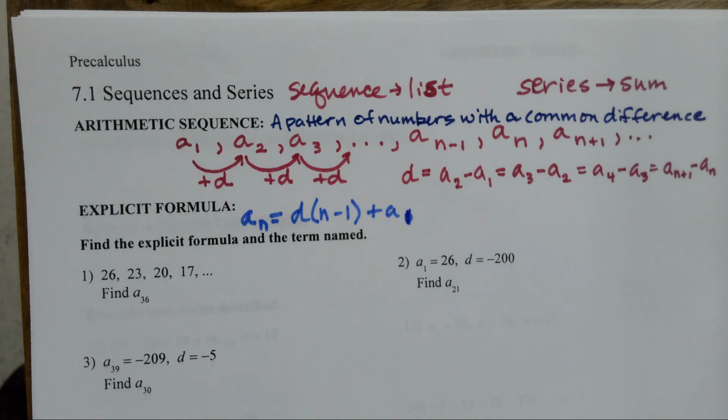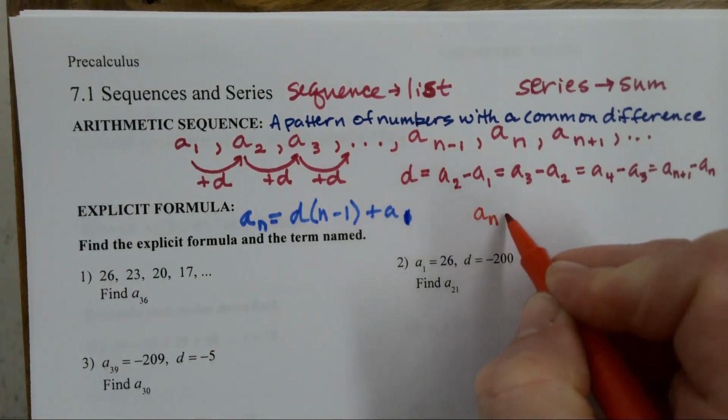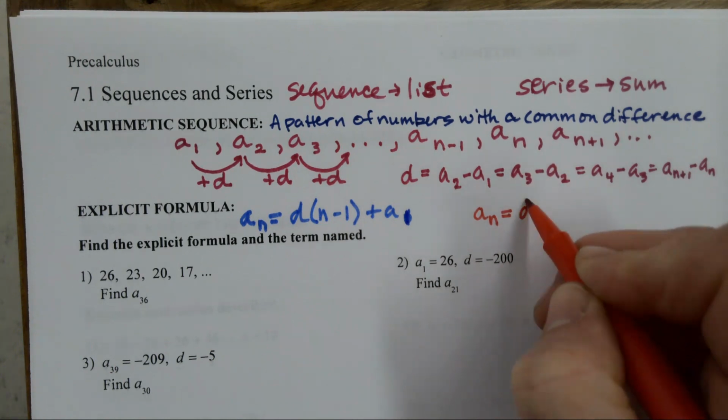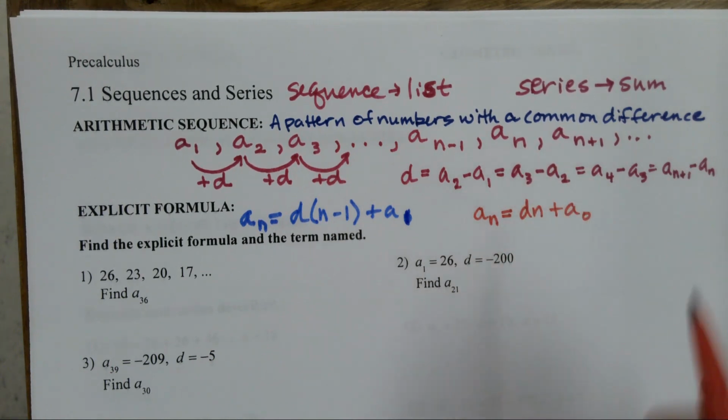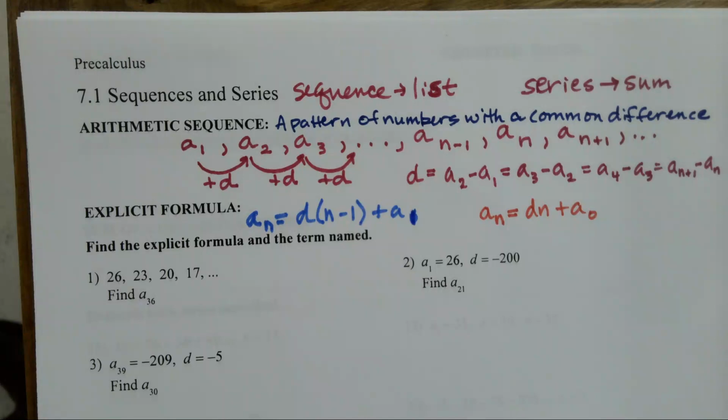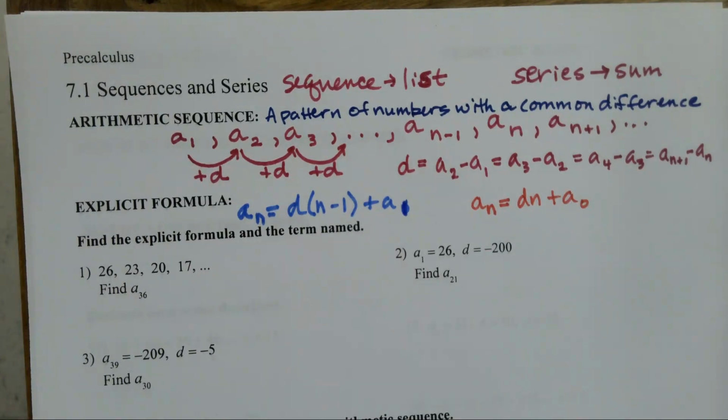And then we also have the simplified variation, and that one is a sub n is equal to dn plus a sub 0. These things can be flipped around. Sometimes we see it in the other form, and I'm just going to jot it on a different piece of paper because I didn't leave a whole lot of room here.